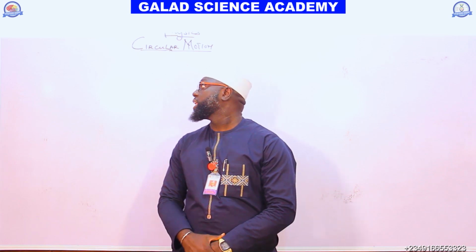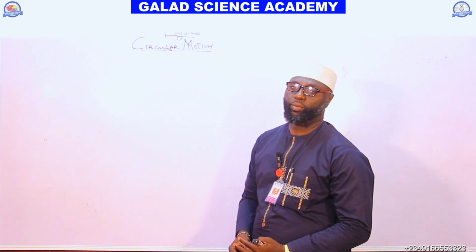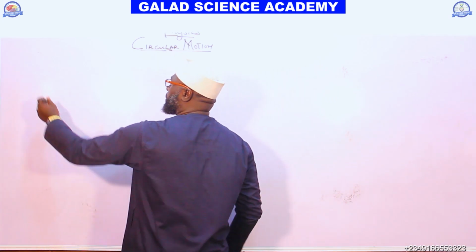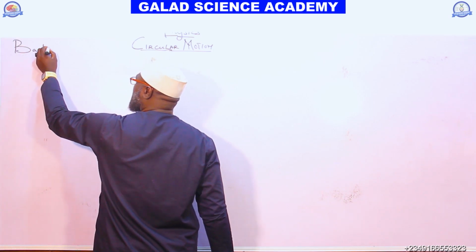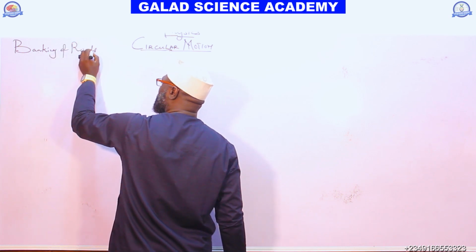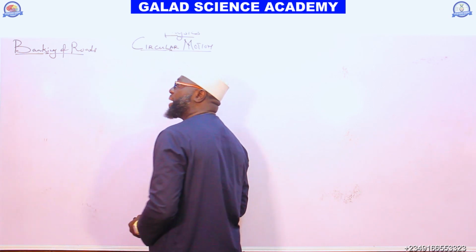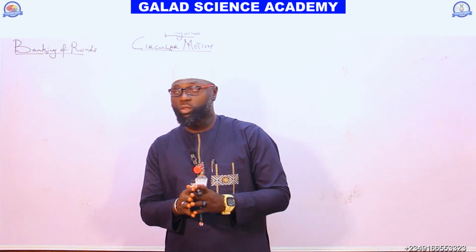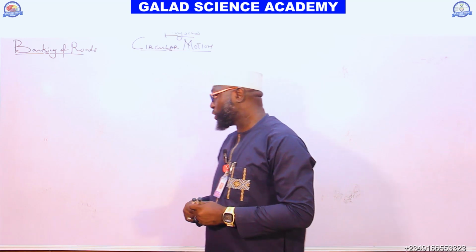So let us look at the last aspect on the circular motion, which is known as banking of road. Banking of road is a phenomenon of raising the outer edge of the curve above the inner edge of the curve.